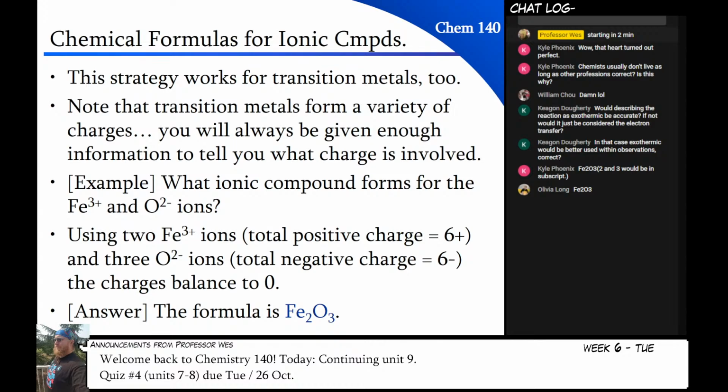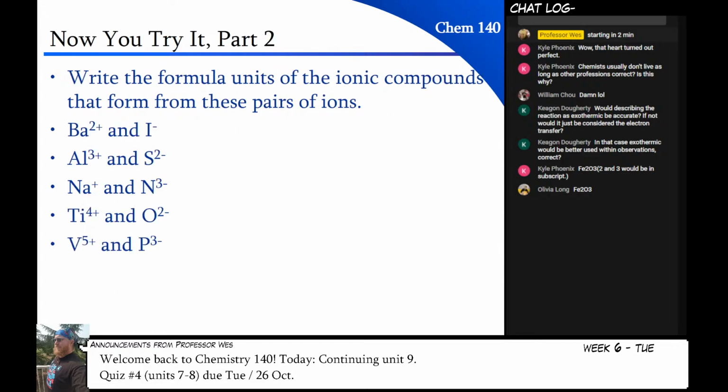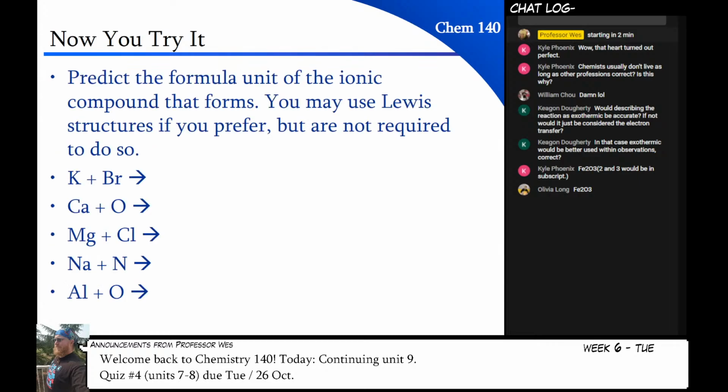Because I have 2 slides for you to do. Here's the first one. I want you to take these neutral elements and turn them into ionic compounds. Give me the correct formula of the formula unit, okay? And then once we've done that, we'll go to page 2, which is me giving you a bunch of different ionic compounds and you putting them together, okay? So we'll start with page 1.